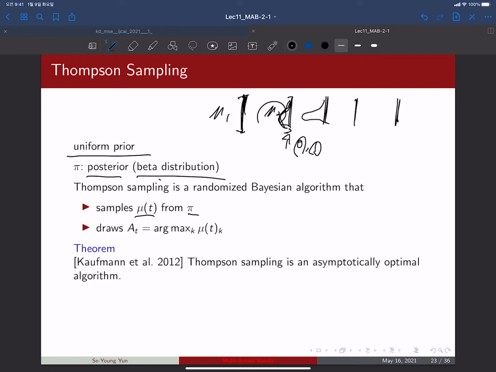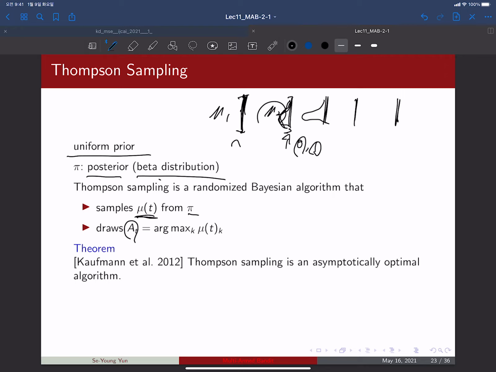And then every time slot, how can we utilize such a posterior distribution? Just randomly sample one value from the posterior distribution and then compare them. Draw A_t having the largest sampled value. Okay, we sample mu_t from the posterior and pick the arm having the largest sampled hidden parameter. This is called Thompson sampling.